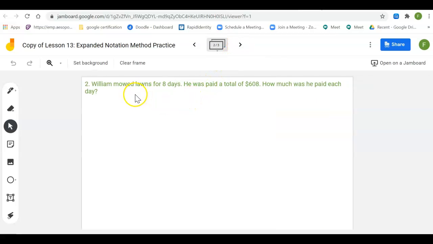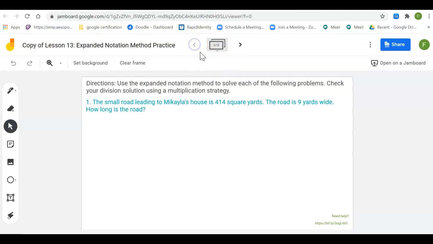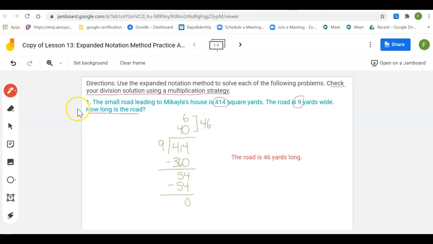And the second one: William mowed lawns for 8 days. He was paid a total of $608. How much was he paid each day? That is the second one, and I want you to pause this video and go on and solve both of those. And I will come back and we'll revisit number one. All right, so you've had an opportunity to work on those two problems, and I'll just go over the first one here with you.